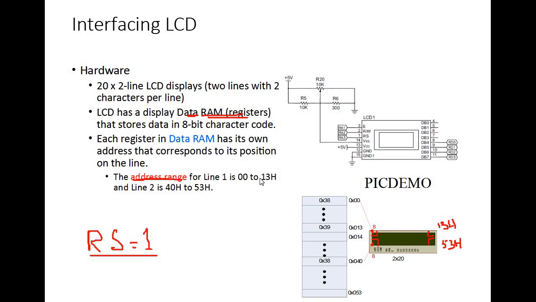The LCD has display data RAM, which is used to display the characters. This is all memory mapped, and each register in data RAM has its own address that corresponds to its position on the line. We don't need to go into such high detail, but we just want to remember that the address range for line 1 is 00 to 13H and for line 2 is 40H to 53H. So 0 to 13H is the address range for the first line, and 40H to 53H is the address range for the lower line.